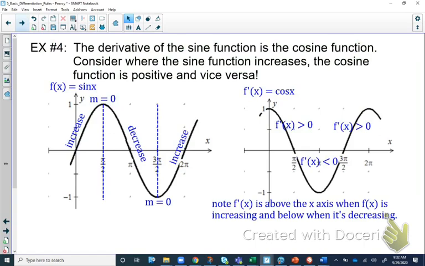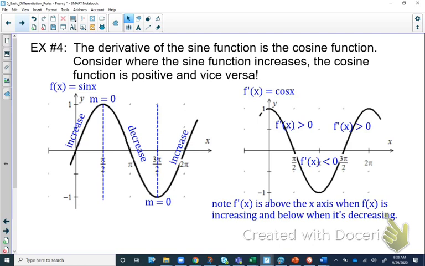Here in example 4, as we're picking up from what we were talking about for sine, cosine, and tangent's derivatives, the derivative of the sine function is the cosine function. Consider where the sine function increases, the cosine is positive, and vice versa. Essentially this is leading into something that we're going to be doing a lot of called curve sketching, and we talked a little bit about it in a previous lesson.